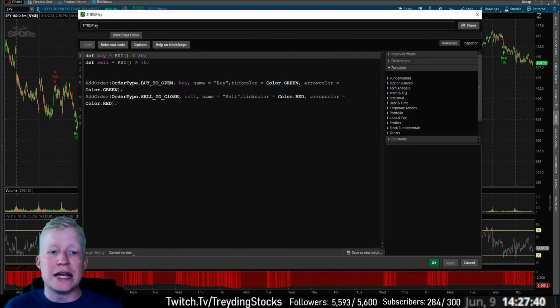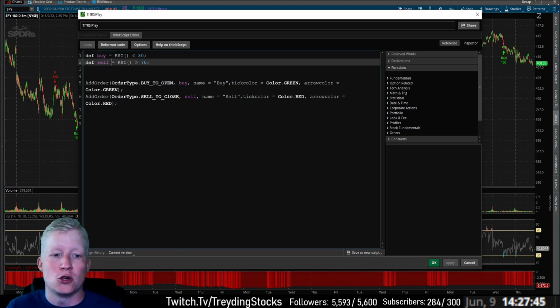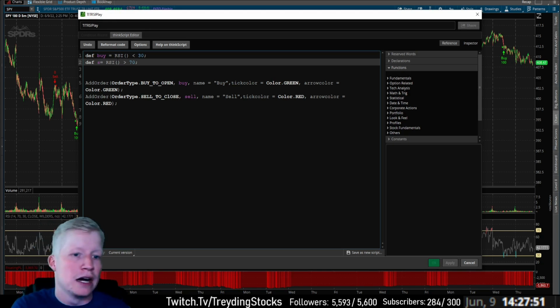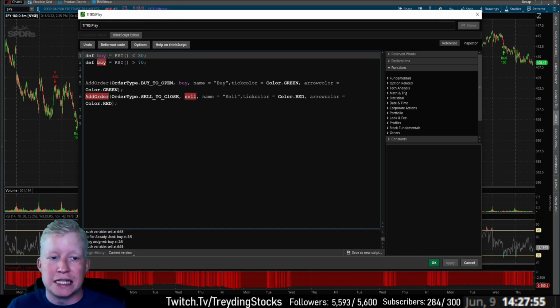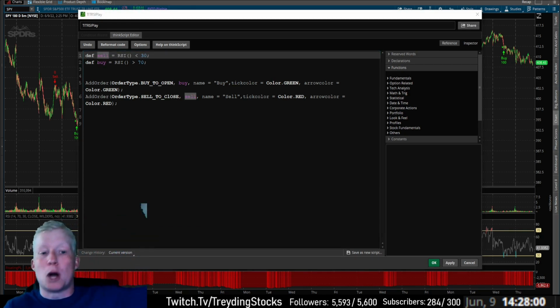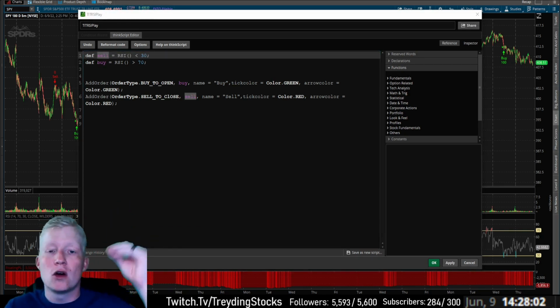Now, I want to come into the code. I'm going to do something fun here. So you can see, obviously, we are set to buy when the RSI breaks under 30, sell when it breaks over 70. That's it. It's obviously a really simple code. Keep your code simple to test simple things like this. I want to flip it. I want to buy now when the RSI is overbought, and I want to sell when it's oversold.